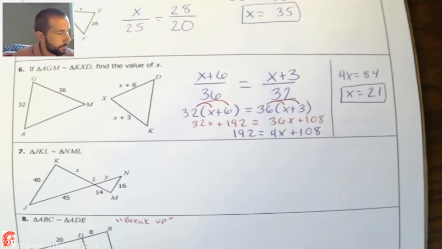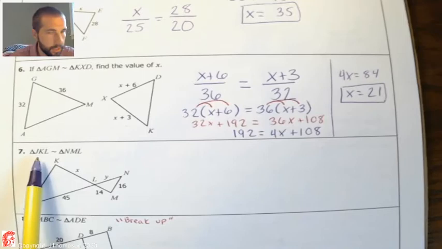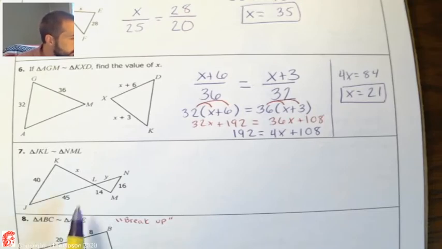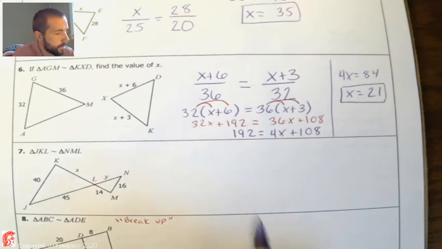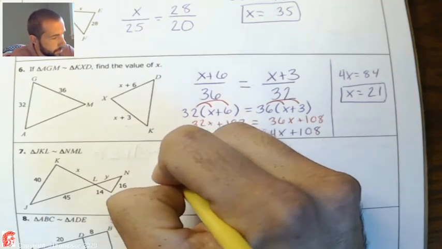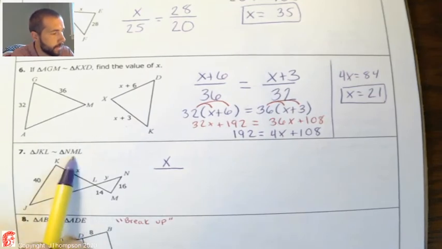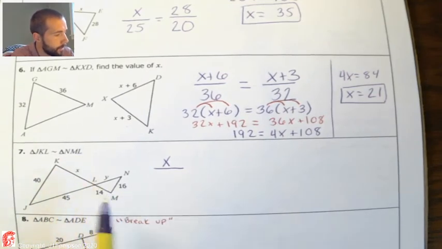Okay, number 7. It looks like we have two triangles that are joined with each other. They give us the similarity statement. So again, just match up the corresponding sides. They want us to find x and y, because the directions said solve for the missing measures. So I'm going to find x first. I'm going to start off by writing my x over. Now, x is side KL, it matches with ML, so I'd put it with 14.